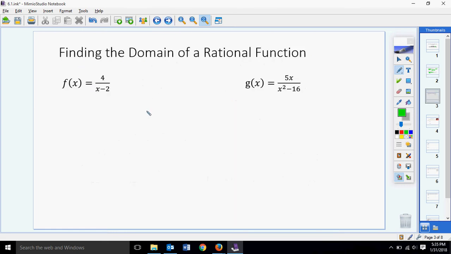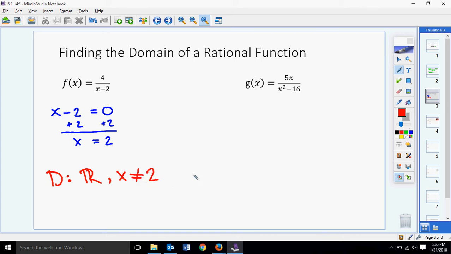So let's start off with finding the domain of a rational function. Let's start with function f. It says 4 over x minus 2. Remember, we cannot have 0 in our denominator, so we need to figure out when x minus 2 will be equal to 0. If I solve this equation, I add 2 to both sides, and I get x equals 2. So when x equals 2, our denominator will be 0. We don't want that. So the domain of function f is all real numbers except x cannot equal 2.